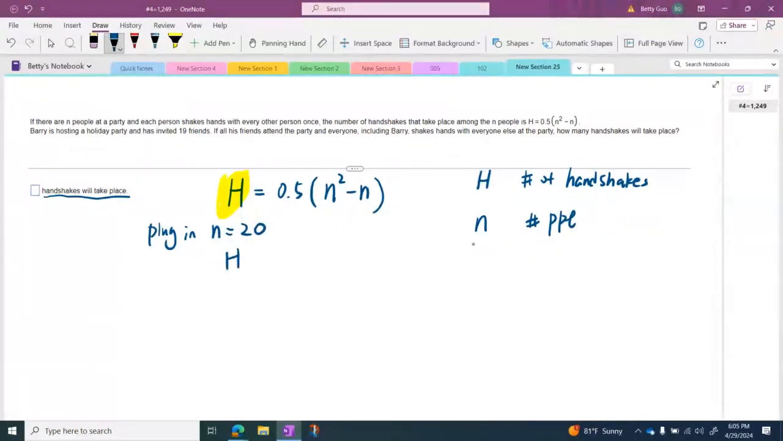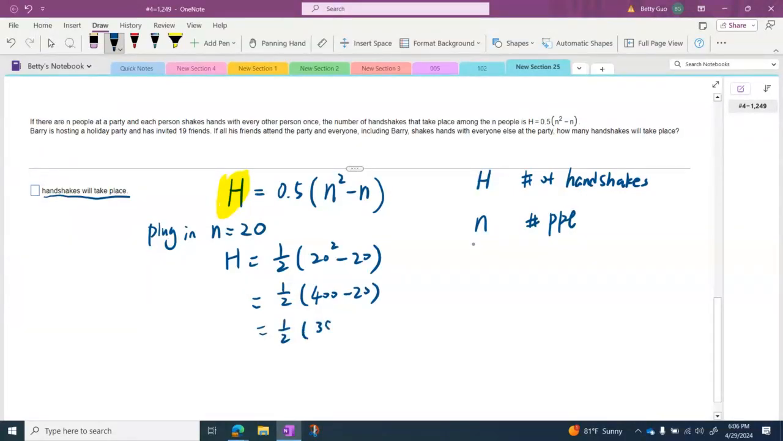All right, so let's see. h equals half times 20 squared minus 20. I'm going to use a calculator. And this is 400. We'll not use a calculator. 400 minus 20 is 380. Half of 380 is 190. Double check. 380, 190. Okay, so the answer is 190.